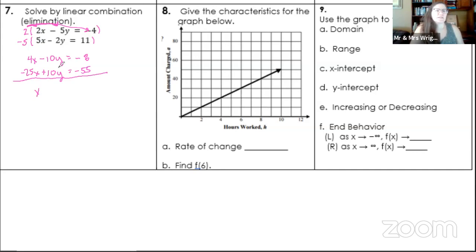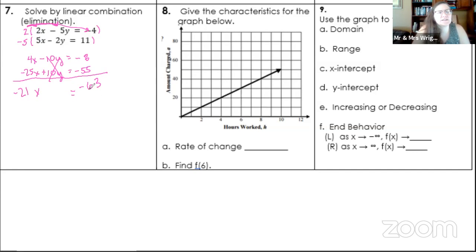So I know I'm going to have my x here. My y's are going to cancel out. So I just need to combine my coefficients for my x's. A positive 4 minus 25 is negative 21. And that makes sense because we have different signs, so we need to find the difference. 25 minus 4 is 21, and the answer carries the sign of the larger value. Negative 8 and negative 55 have the same sign, so we combine them. Also using my calculator, I can verify that that's negative 63.